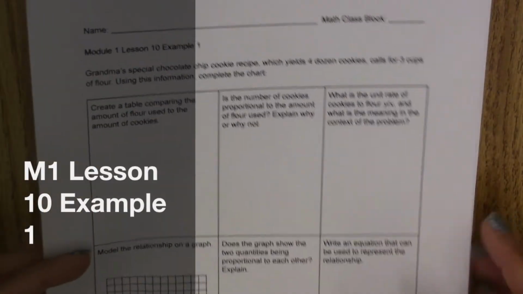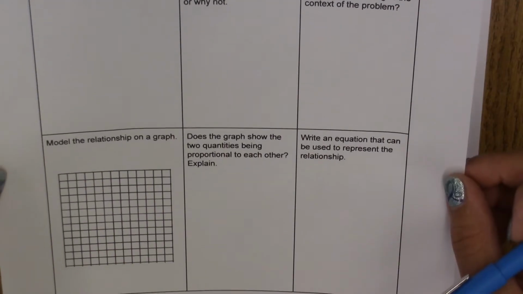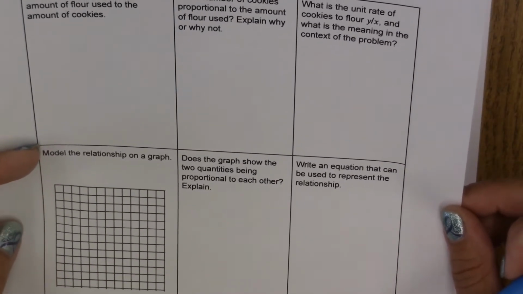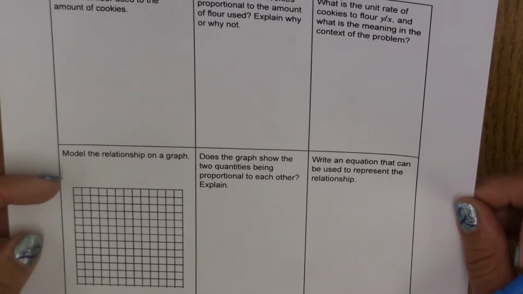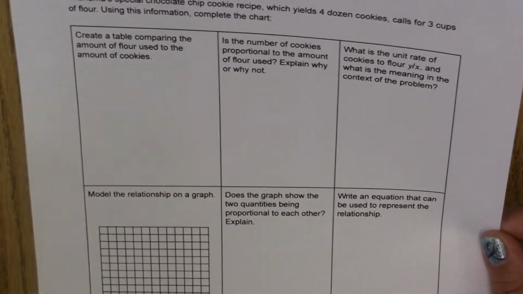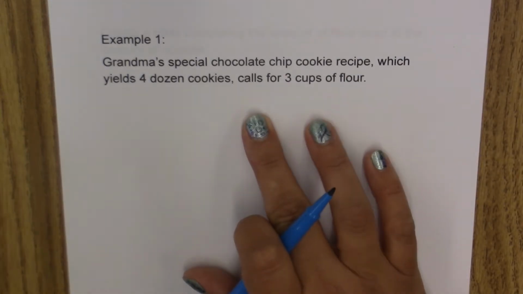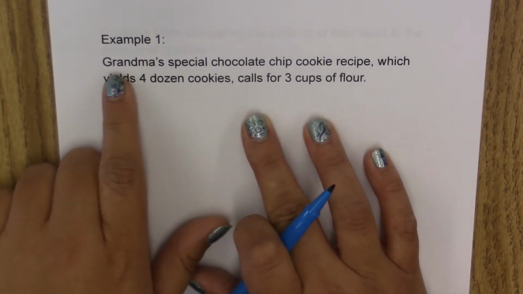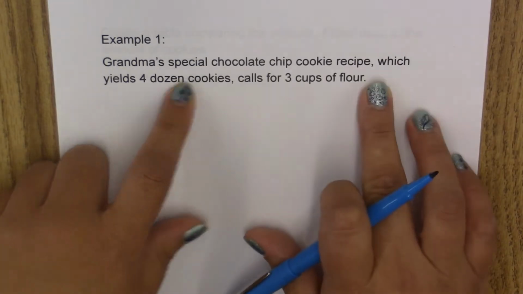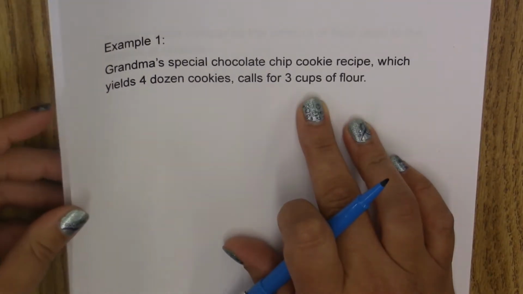All right, for example 1, you're going to want to go get a worksheet that looks like this from your teacher. So you have all of the questions that you need to answer. And I've pulled out each of these questions in the blocks into a separate page so you can see a little bit better for the video. So for example 1, we're using the information that Grandma's special chocolate chip cookie recipe, which yields 4 dozen cookies, calls for 3 cups of flour.